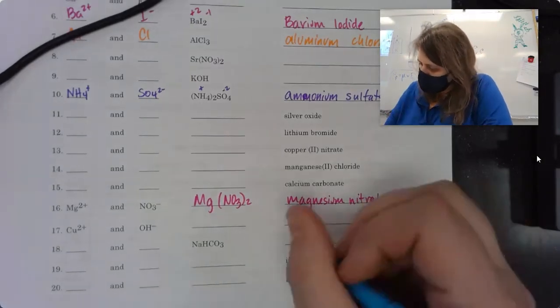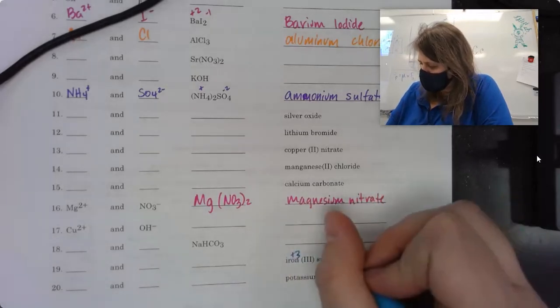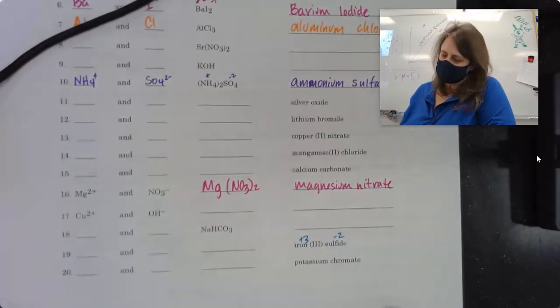Here we go. Iron 3 tells us that this is a +3 charge. Sulfide is -2. We just saw that one, guys.